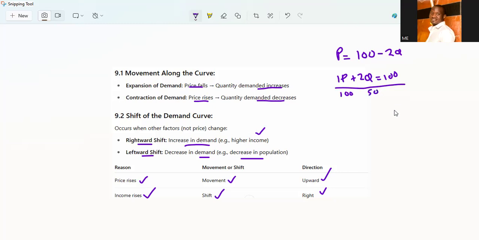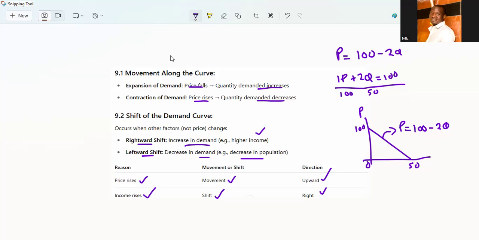So we're going to plot the equation. On the P axis, it will cut at 100. So 100 will be here. The Q, it will cut at 50. So it will cut 50 here. So this is our demand curve that will follow this equation, P is equal to 100 minus 2Q. This is called our inverse demand because P is the subject of the formula.